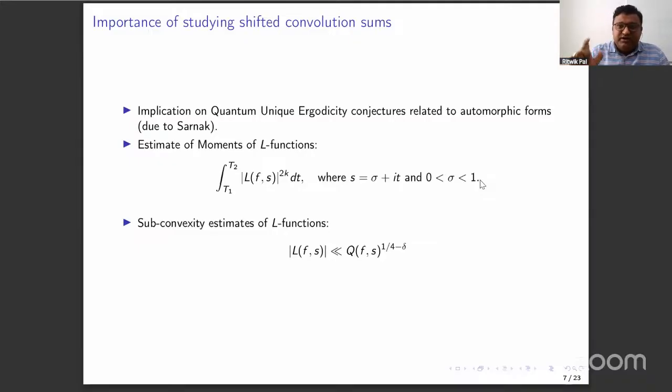To an L-function, one can attach a certain quantity called the analytic conductor, where Q_F is the analytic conductor. So the trivial bound is Q_F to the power 1/4 plus epsilon. And if one can improve that bound 1/4, that is the trivial one, by a little delta, then that is called the saving of the subconvexity. And these shifted convolution sums also appear in certain non-diagonal terms when we want to estimate the subconvexity estimate for the function.